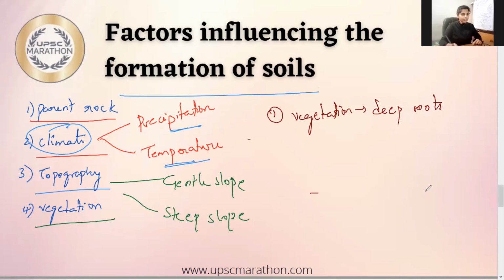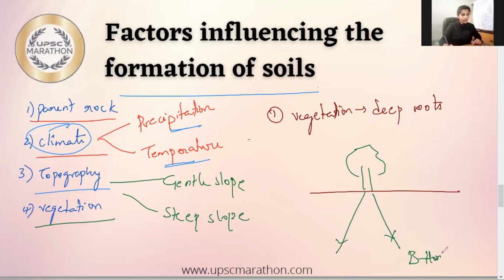Okay, let's have the diagrammatic representation. So the vegetation with its deep roots, as we discussed in our previous lecture, they will reach till the B horizon. Where what takes place? Elevation takes place, because of which this is rich in nutrients.